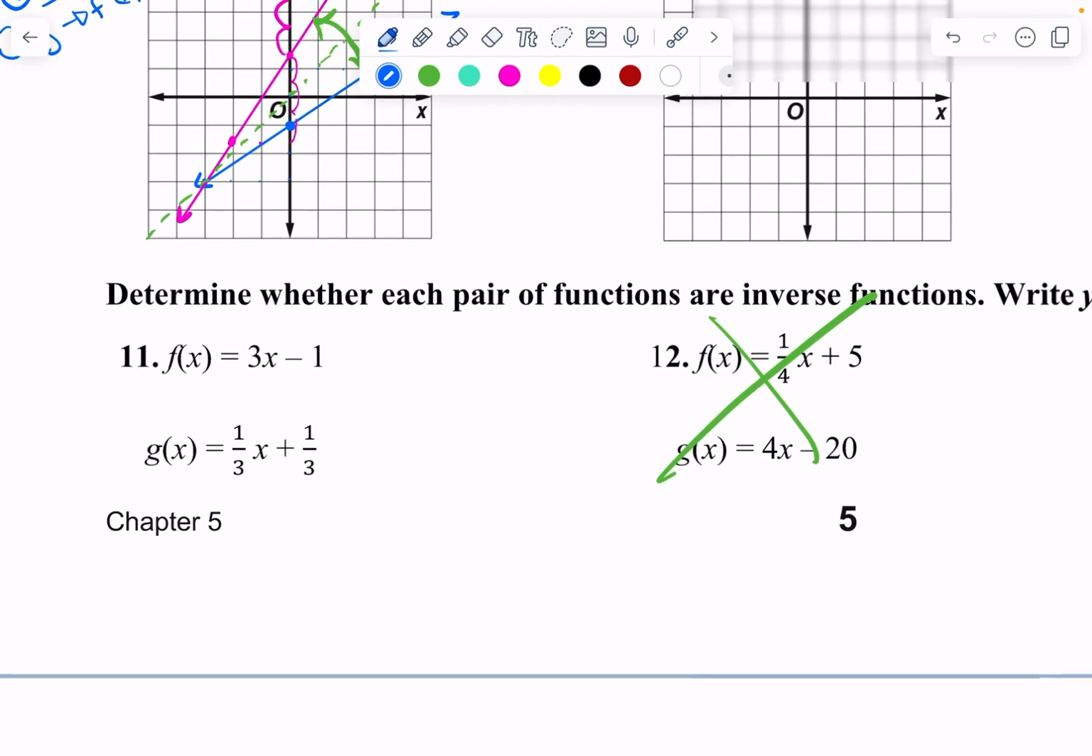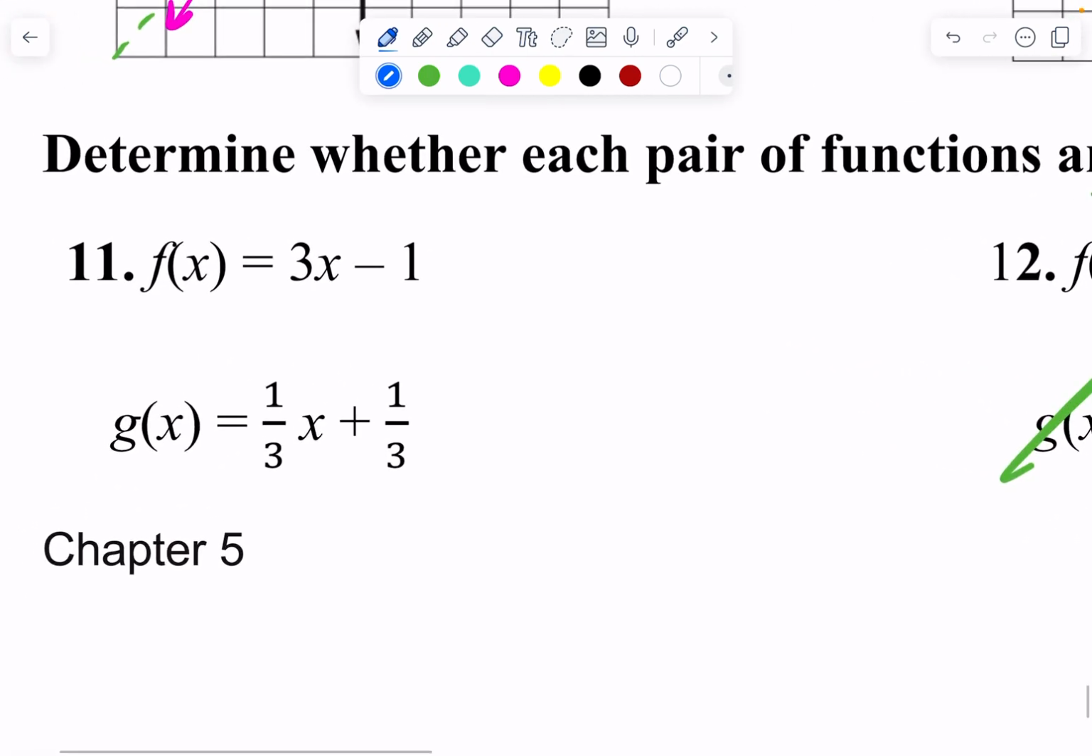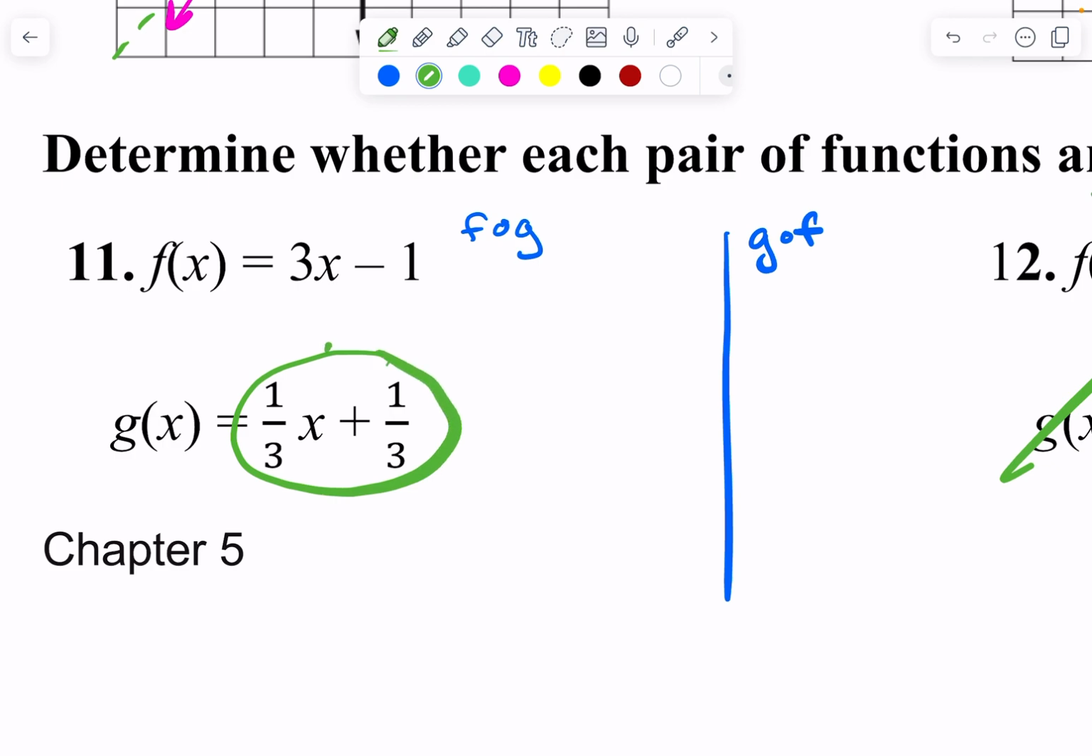All right, determine whether each pair of functions are inverses, yes or no. Okay, so I think it was Dylan the other day. He likes to just start with one function and see if it becomes the other one. But there's another way of doing this, and this is by doing the composition thing. So F composed of G and G composed of F, and then seeing if it reduces. So what I want to do is I'm going to take this guy, and I'm going to plug him in for X here. So 3x minus 1, but I'm going to put 1/3 x plus 1/3 in there, okay?